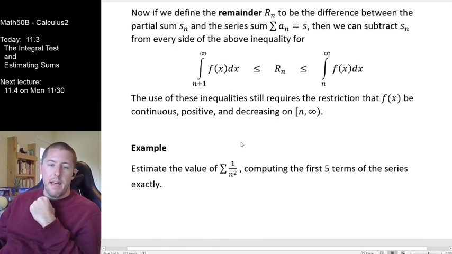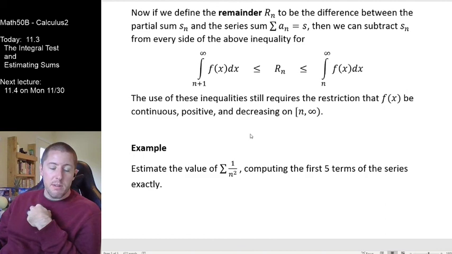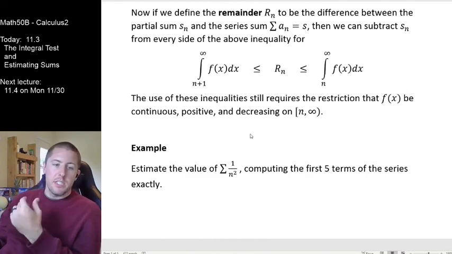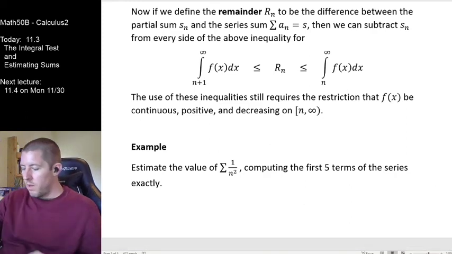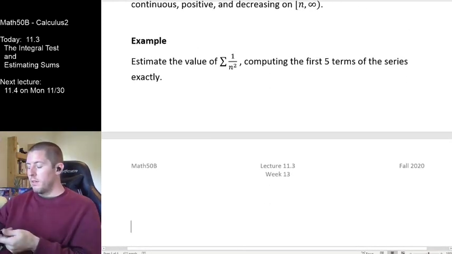Let's estimate the value of the sum of 1 over n squared, and let's do this by first computing the first 5 terms exactly, then using integrals to estimate the remaining area that we're going to see. All right? So, step 1, get s sub n.